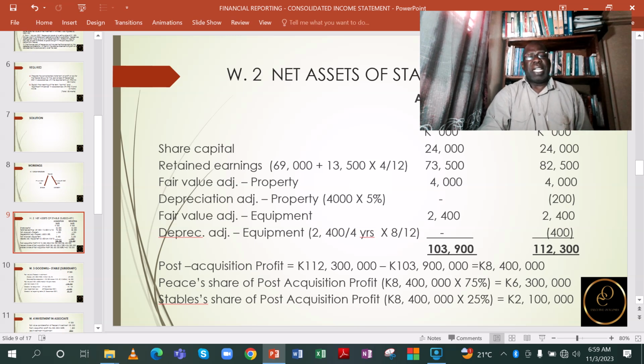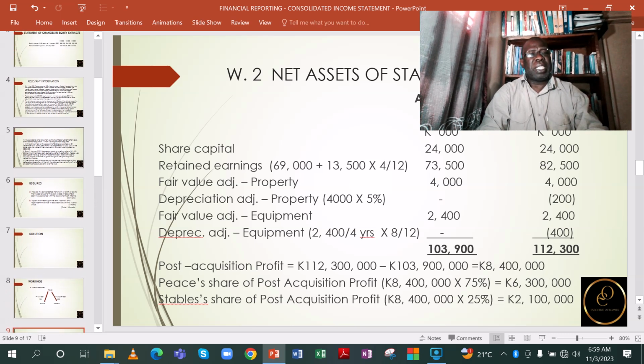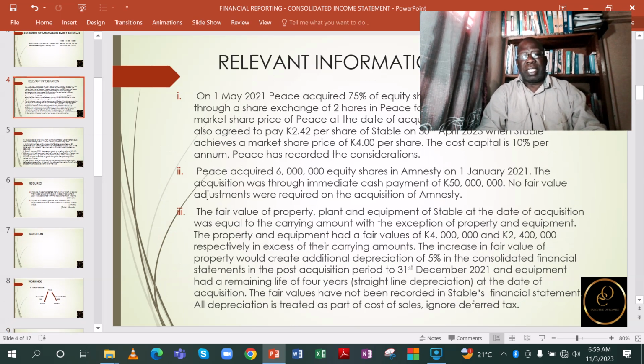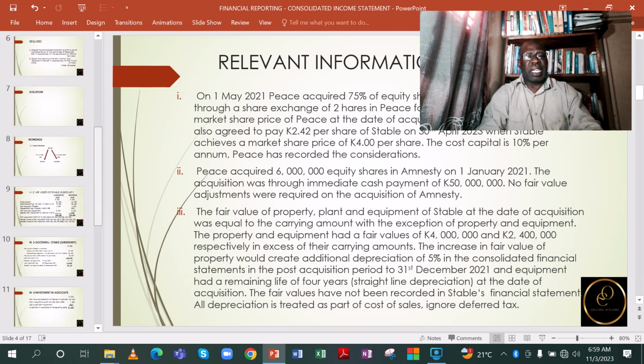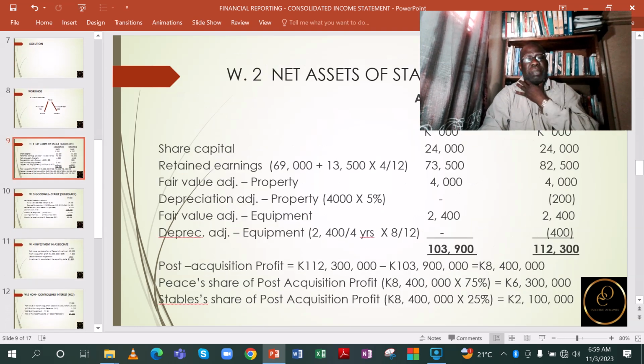We are told in the note that at the time of acquisition, the equipment had a remaining life of 4 years, with straight line depreciation at the date of acquisition. Okay, so that's what we're told. So we are supposed to use the straight line method. It had a remaining life of 4 years. So how does that affect how we determine the depreciation?